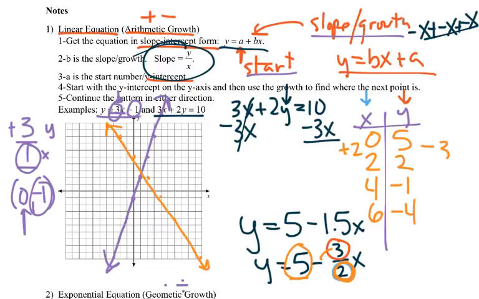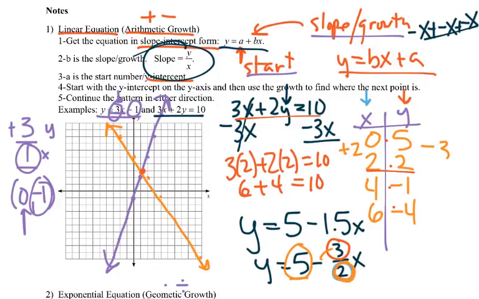And then whenever you have more than one line on the same graph, that point where they intersect, that's important. That's where it's a solution. Remember, all these points are solutions to our equation. If I plug them in, 2 and 2, 3 times 2 plus 2 times 2, it's going to equal 10. It's a solution.